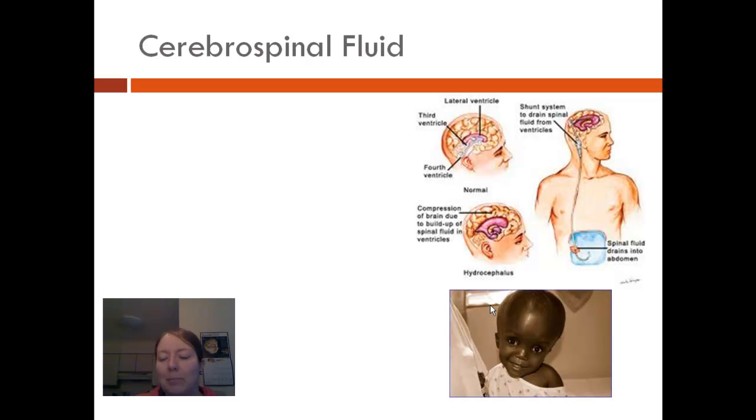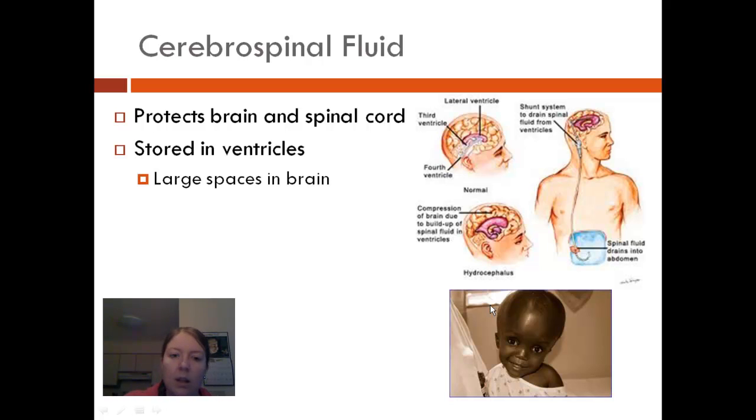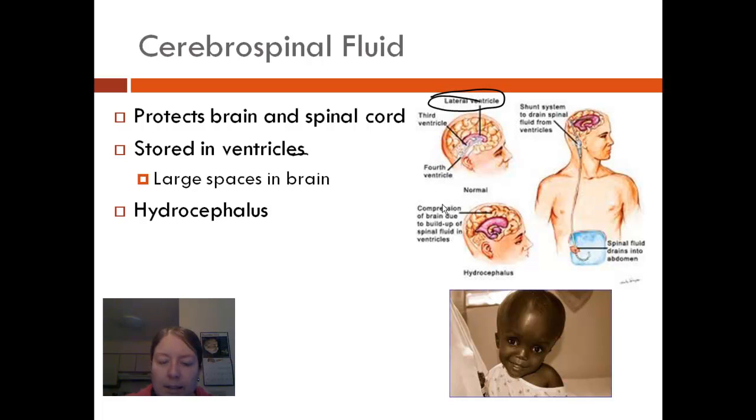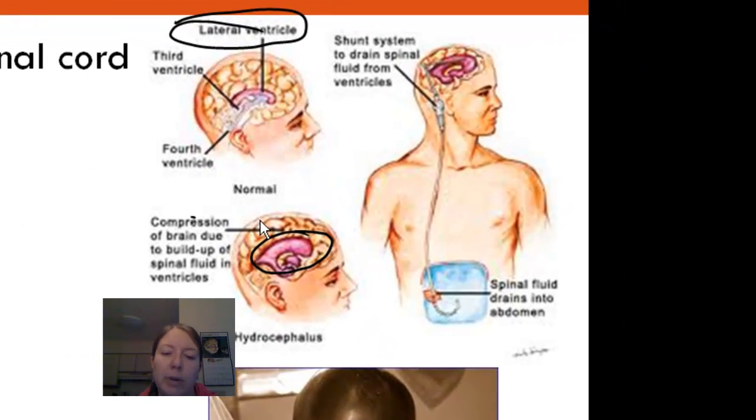Now, back to that space between the arachnoid and the pia mater. That space is filled with fluid called cerebrospinal fluid, and it protects your brain and spinal cord, kind of gives it a little bath and nourishes it. In our brain, this is stored in areas, in addition to those meninges, in something called ventricles. Just open little areas. And in some people, those ventricles cannot be drained properly, so they start to swell. And you get something called hydrocephalus. There's a swelled ventricle filled with cerebrospinal fluid. And these individuals, like the picture below, have a really large head because they can't drain the cerebrospinal fluid.